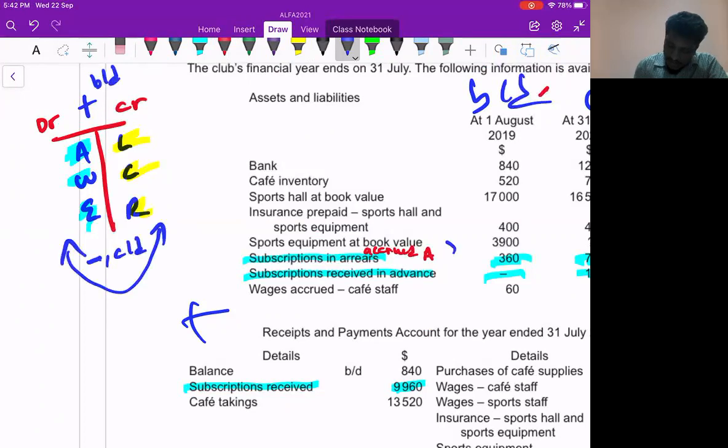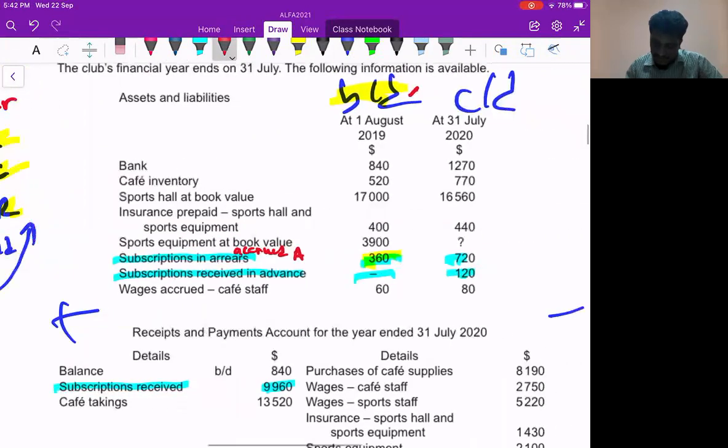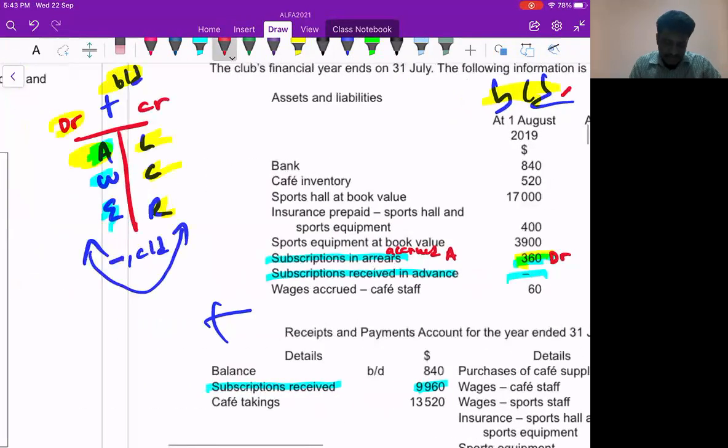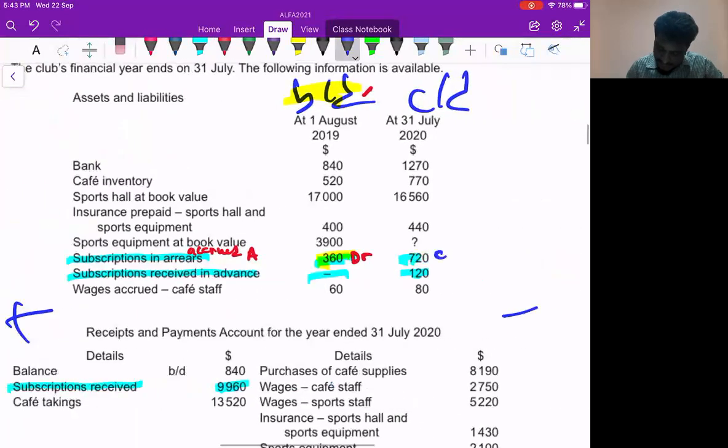So now accrued is an asset. Subscription accrued is an asset, asset balance BD will be on the debit side. If this one is debit, then asset CD will be on the credit side. So this one will be the credit side.